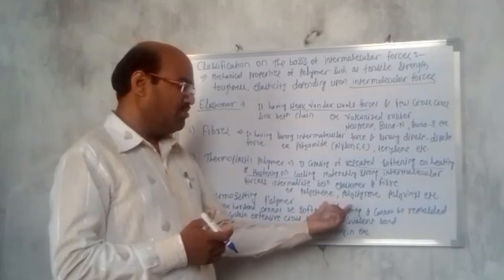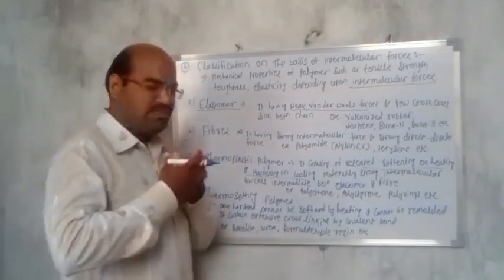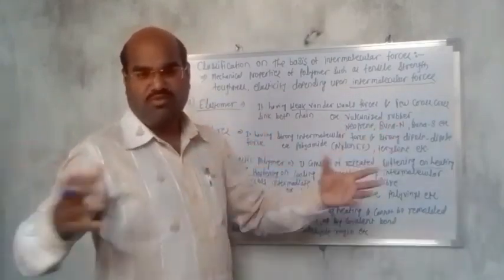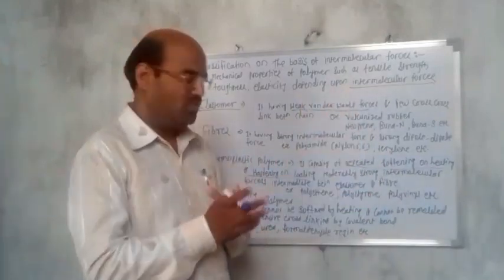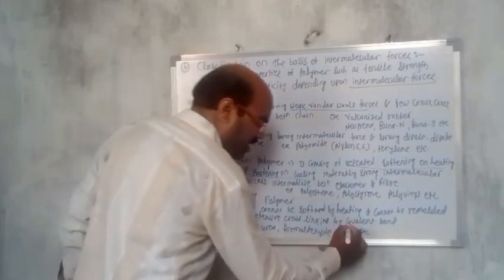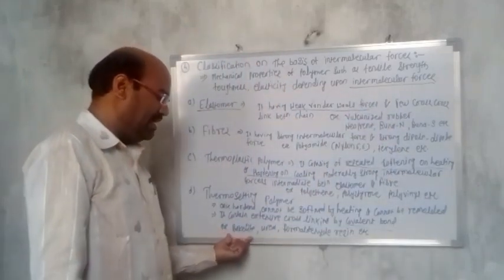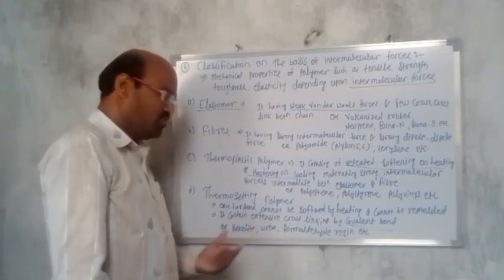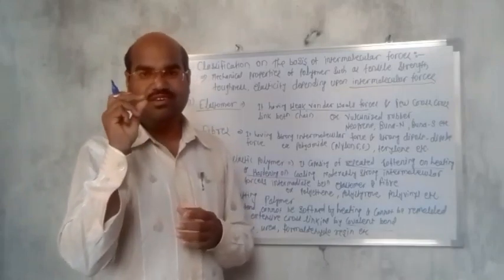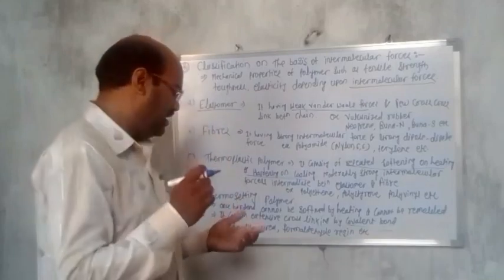It cannot be softened by heating and cannot be remolded because it contains extensive large number of cross-link polymer. Due to cross-link polymer, once they form, they cannot remold it. So large number of cross-link polymer by covalent bond. And example of this, bakelite, urea, formaldehyde. So bakelite used in electric switches, that is black button. We earlier used black buttons, so that is the bakelite.